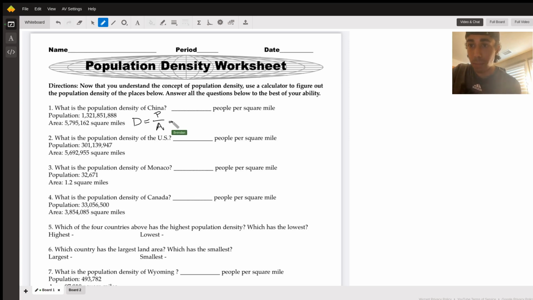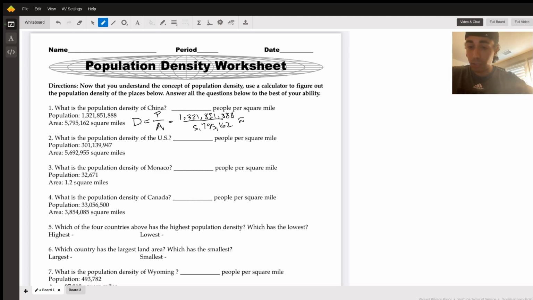So in this case, the population is 1,321,000,000, and this big number here. And then the area is 5 million square miles. And then again, just keeping it consistent across the department, because Ms. Wiggins likes to round to the nearest whole, we will also round to the nearest whole number.